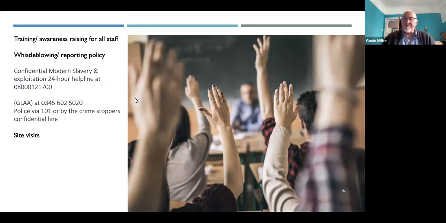In most cases, raising concerns internally will be the most appropriate course of action, but staff could also raise concerns with Unseen, which is an NGO run confidential modern slavery helpline number, 24 hours. Potentially, you put it to the GLAA, or potentially you put it through Crime Stoppers if you want to remain anonymous, or through the Police 101 system, or if you need immediate help, contact 999.